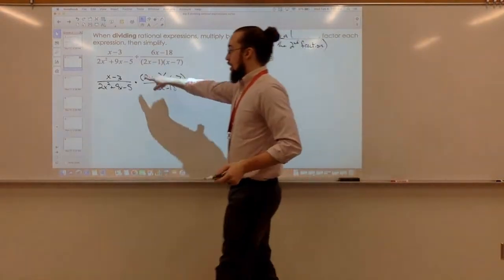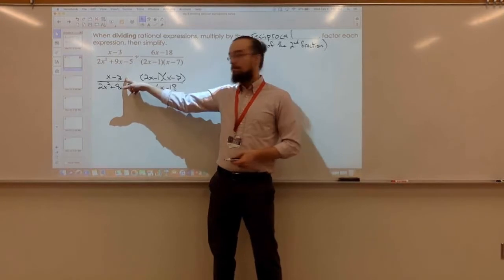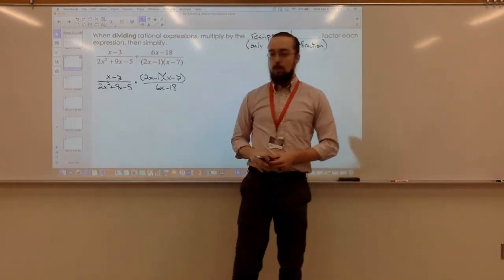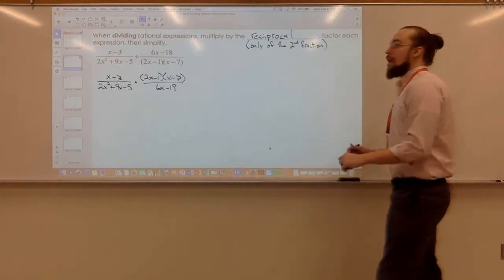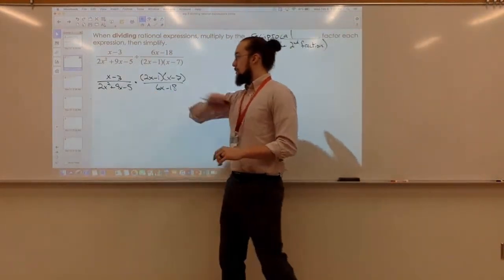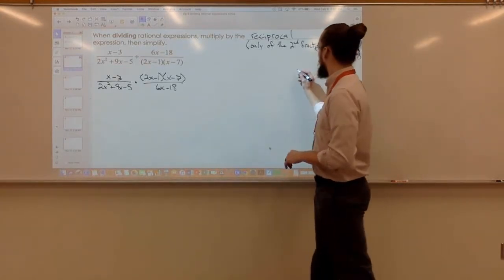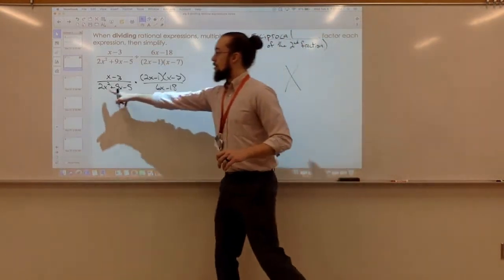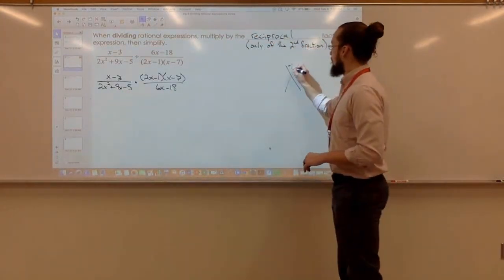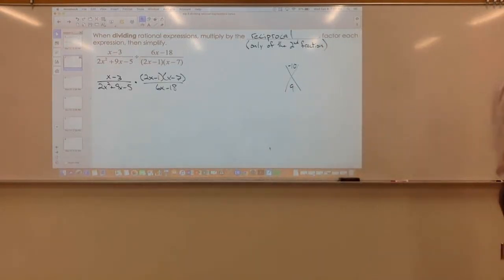So, can I do anything with this x minus 3? No, there's no squared on it. I can't factor out a GCF. That's it. How about the 2x squared plus 9x minus 5? I can factor that. So I'll come off to the side here and factor. 2 times negative 5 is negative 10 and 9. So I want two numbers that multiply to negative 10 that add to positive 9.